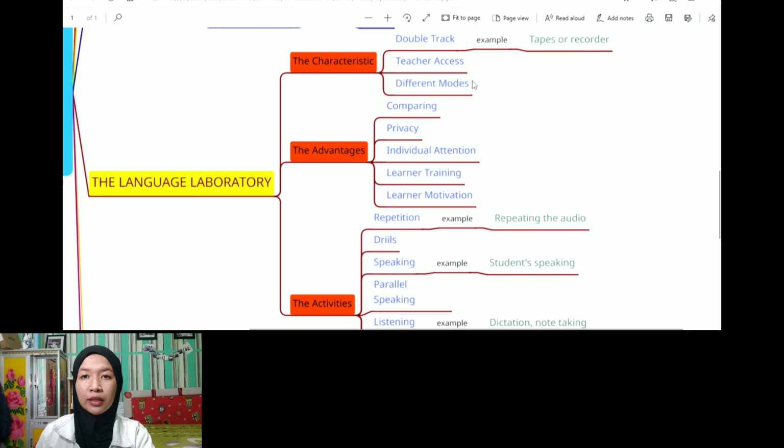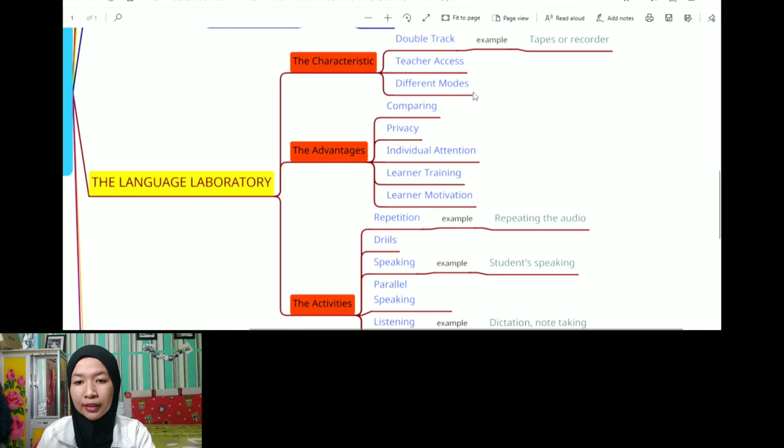So different modes is the ability of teachers. From a computer, teachers can decide whether or not to have all students working at the same time and speed in lockstep because they are listening to the master tape.